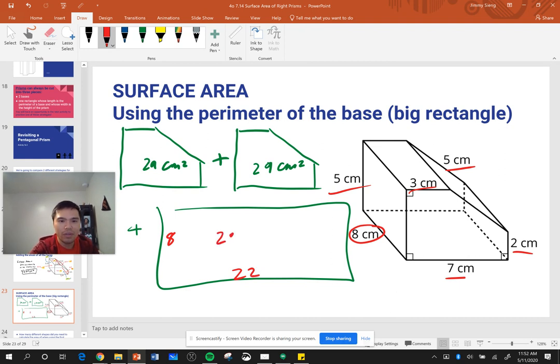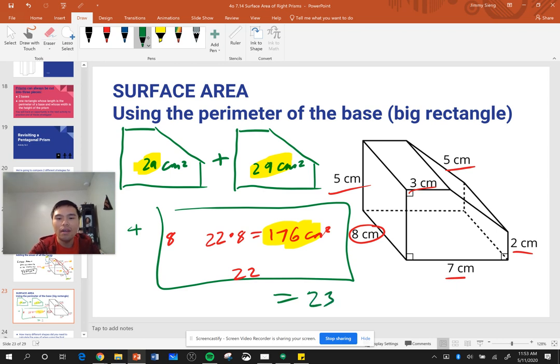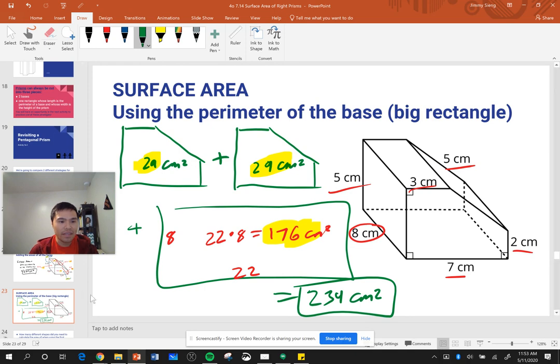So I know it's 22 times 8, which gives me 176 centimeters squared, right? So now I can add all these up together. And what does that answer give me? You could pause and do it yourself. If I do 176 plus 29 plus 29, that gives me 234 centimeters squared. Okay, is that the same thing as the last one?